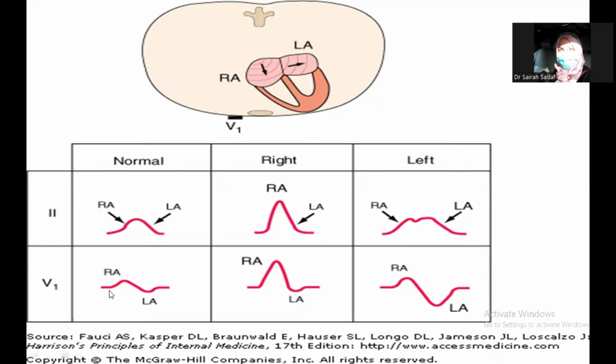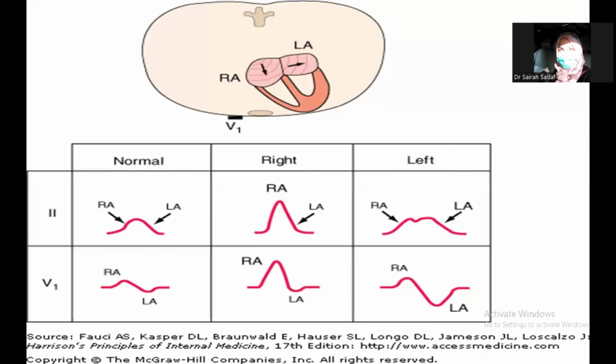And in lead V1, it may appear like this, where both the waves are normal. Both the components are of the same size, same length. Now, in case of P pulmonale, you will have a tall P wave in lead 2. Pay attention to this one. And in lead V1, you will have a taller or bigger component on the right side than the left side. That will indicate that there is some pathology with the right atrium.